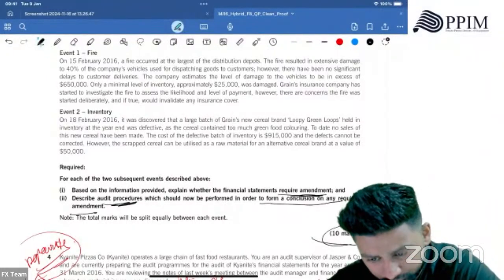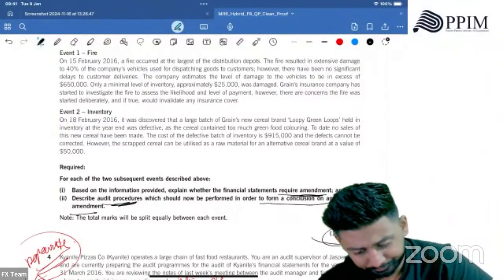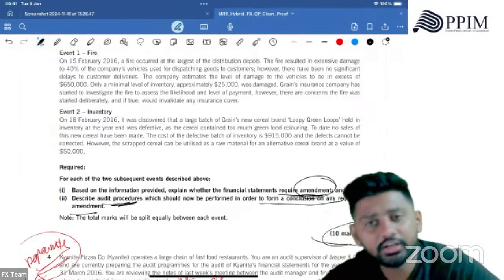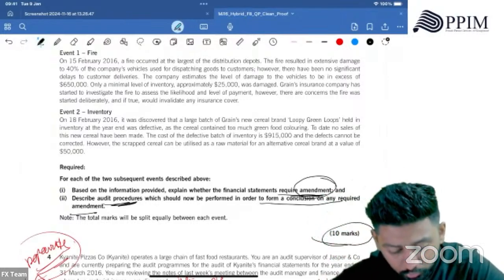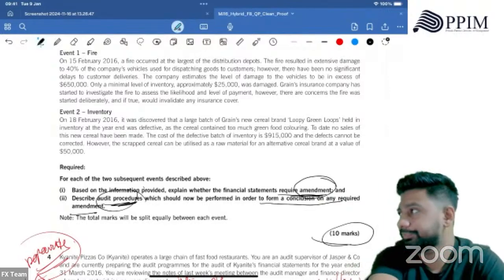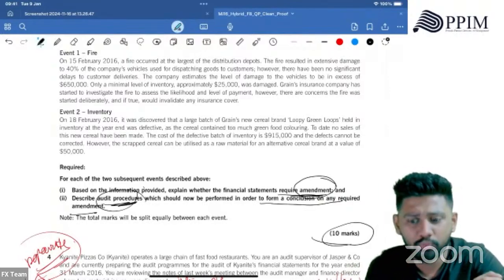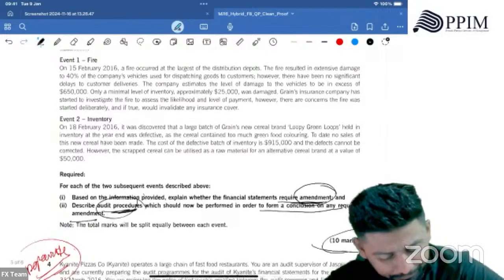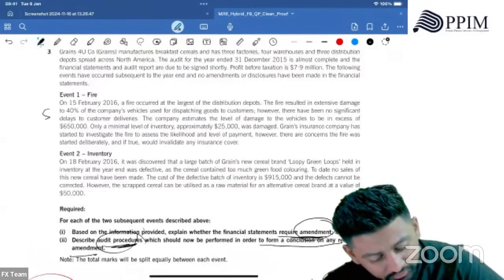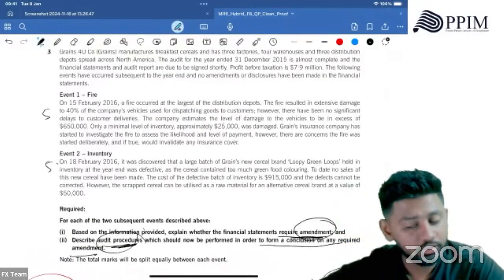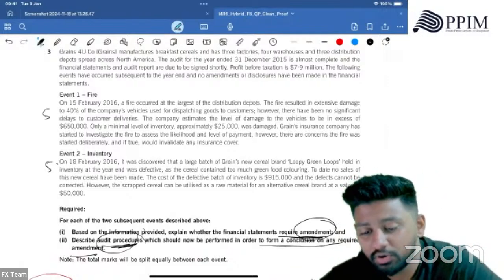Are we clear? So number one, financial statements, do they require amendments? Number two, audit procedures. Let's look at both, okay? Now, in the exam, each case gives you about 5 marks. You need to understand that, okay? Each case gives you about 5 marks.